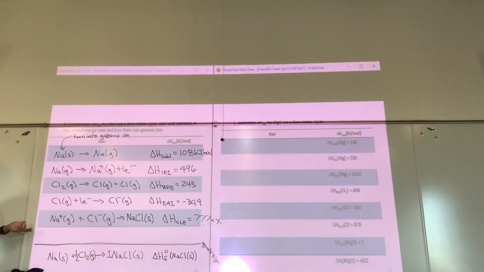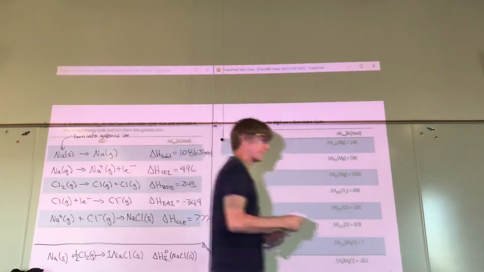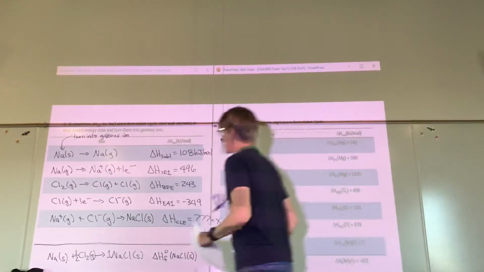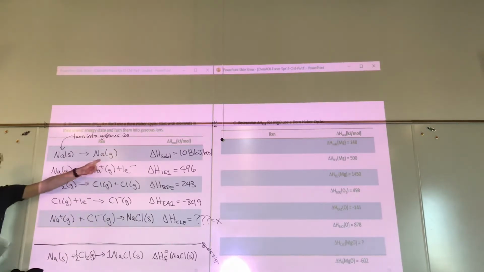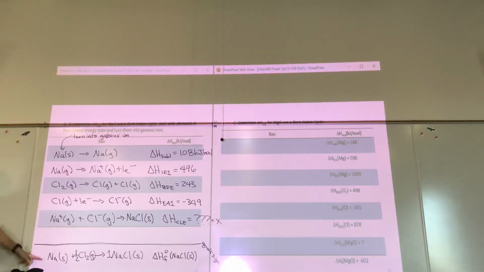So this is the entire setup. I'll do a couple other things to it. If I can find my red pen. In true Hess's law form, most of the things that are on each side are on both sides and will therefore cancel out. The only things that should not cancel are the things that end up in our summation reaction. Sodium solid will not cancel, but sodium gas does.